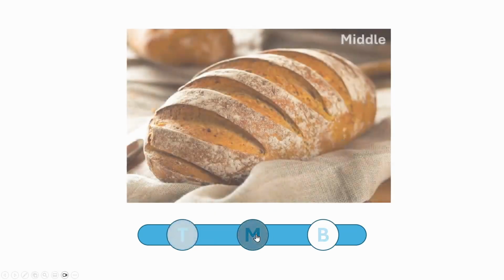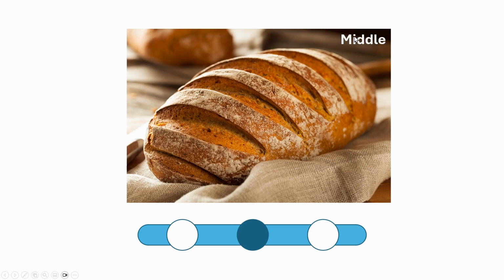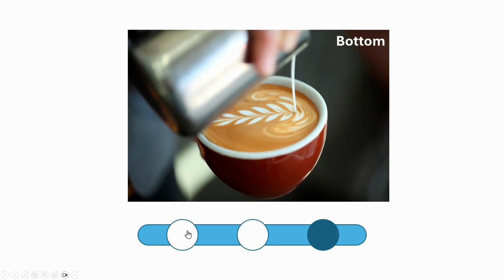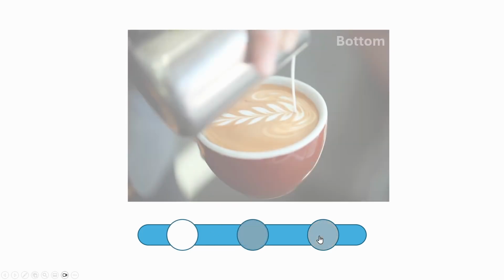So if I click on middle button, we get the bread image shown, and it's the middle one, so that's right. The bottom one is showing up correctly as well, and so is the top one. So it's as easy as that.